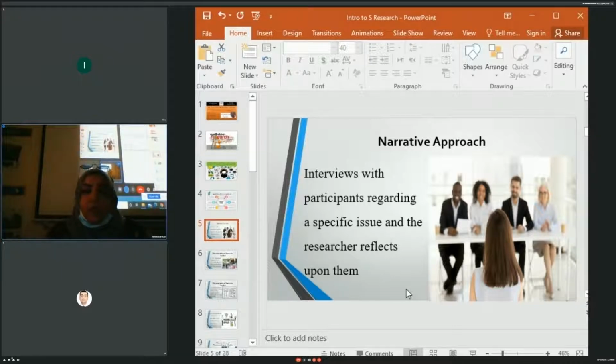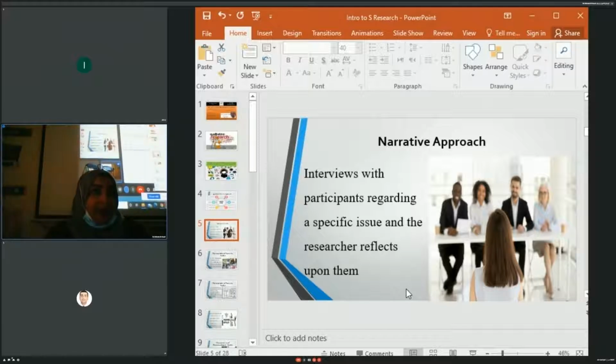A narrative approach is basically interviews with participants regarding a specific issue, and the researcher reflects upon them. That's why the researcher is part of that process. Let me give you an example to facilitate understanding this type of research. Here we have a vast range of participants. You can have a very large sample from different parts. Let's take Iraq, for example. I'd like to investigate what mothers think about motherhood.